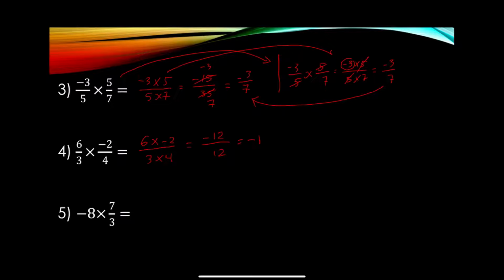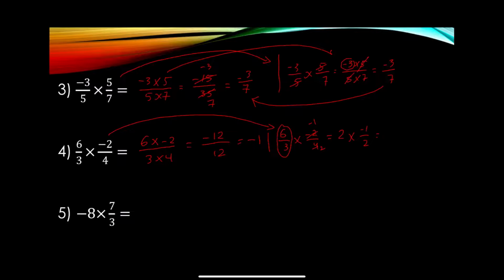Also, we can do it from the beginning here. We know that 6 over 3 times negative 2 over 4. Can we do some simplifications? Yes. 6 over 3 is known to be 2, times negative 2 over 4. Can we cancel by 2? Yes. Or divide by 2, sorry. Negative 1 over 2. So it's negative 1 over 2.